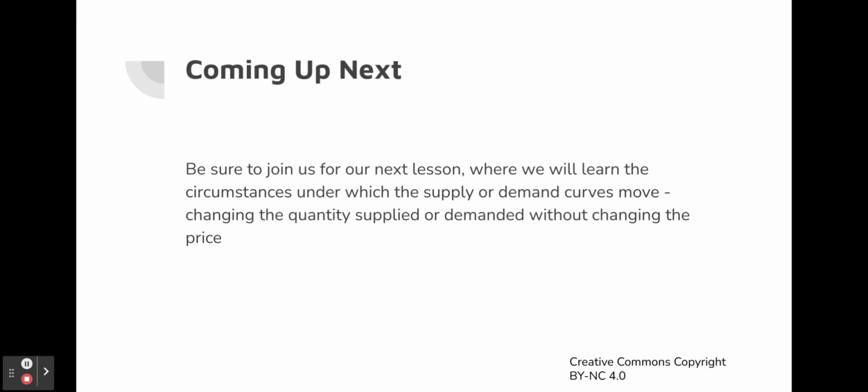Coming up next, be sure to join us for our next lesson where we will learn the circumstances under which the supply or demand curves move, changing the quantity supplied or demanded without changing the price.